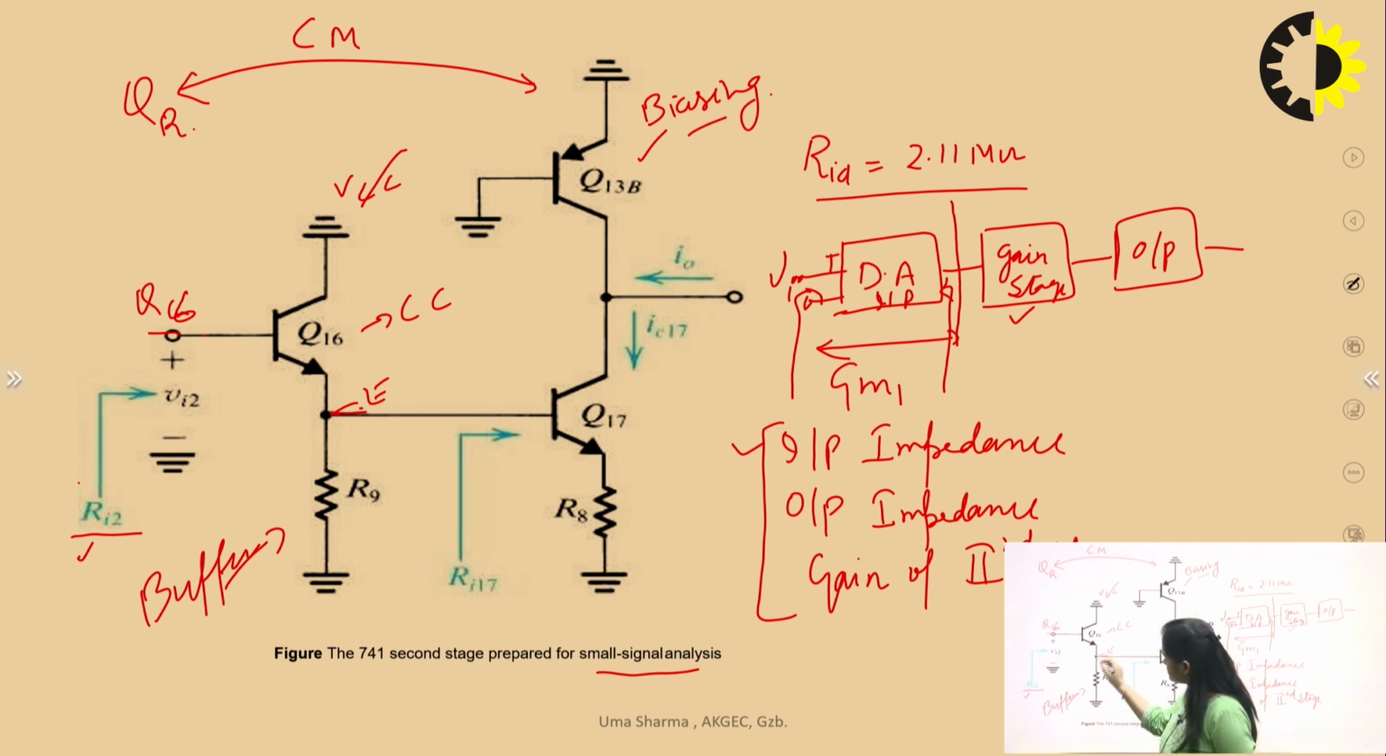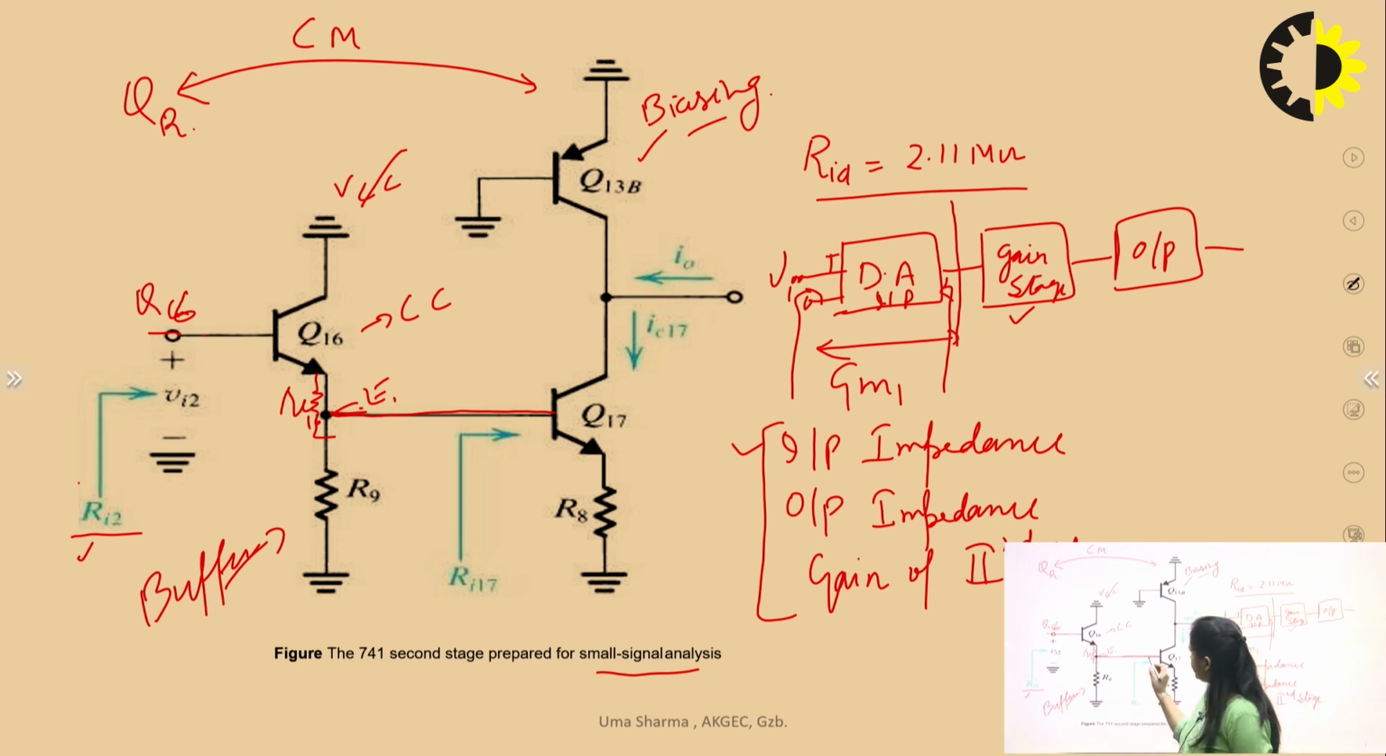So at the emitter node, R9 is connected, external resistance. But if we are doing the small signal analysis, that means definitely this emitter node can be modeled with small signal resistance Re16. So definitely there will be a Re16 resistance. But here at this node another transistor is connected, that is Q17. So that also we have to consider.